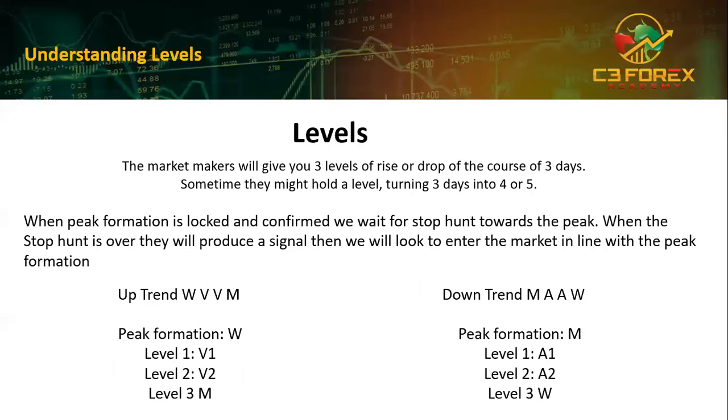In your downtrend, you have MAAW. Now the A is just an upside down V, but they don't have that on the keyboard, so we made it an A. Your peak formation in the downtrend would be M. Your level 1 would be A1. Your level 2 would be A2. And your level 3 would be your W.